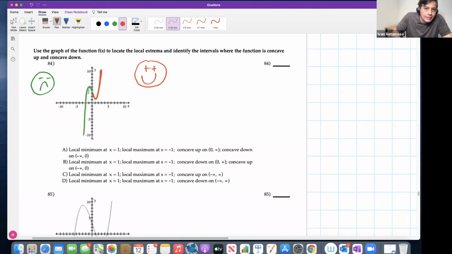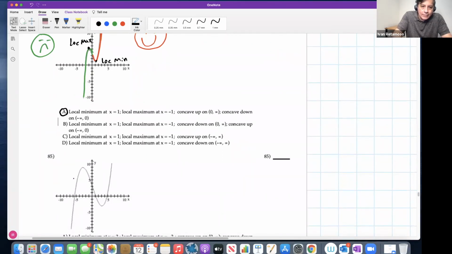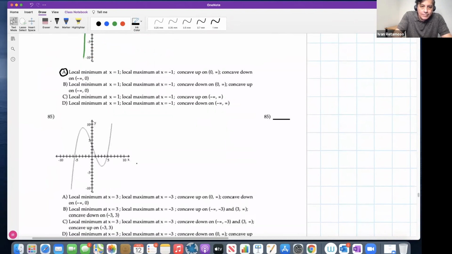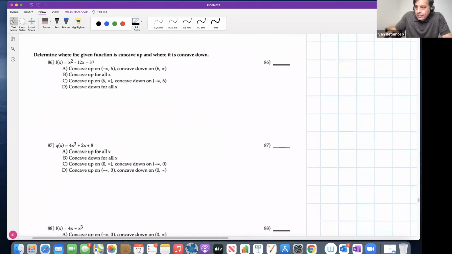And then clearly, using the concavity, it's not hard to see that this guy will be a local max, and this guy will be a local min. The coordinates are there, so you should be okay identifying the local maximum, local minimum, and the concavity, and identifying this as your answer, right? Great. Okay, this is similar, right? Do the same, and concave down here, concave up here, right? Similar.